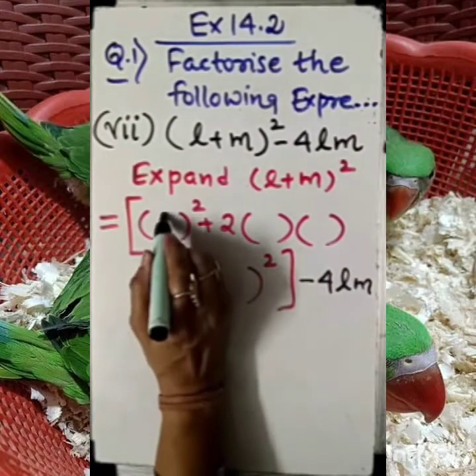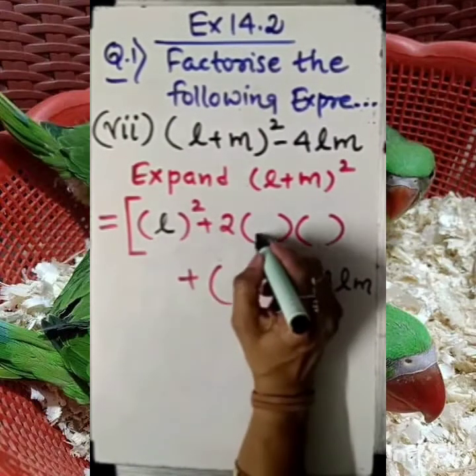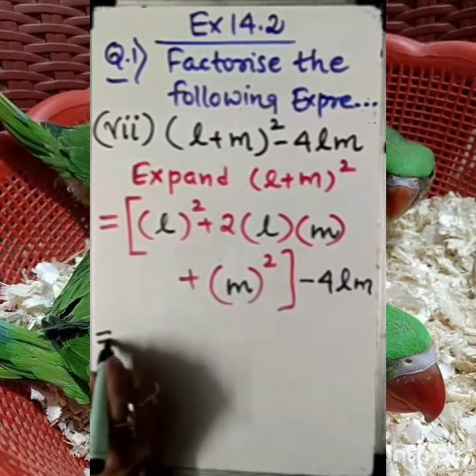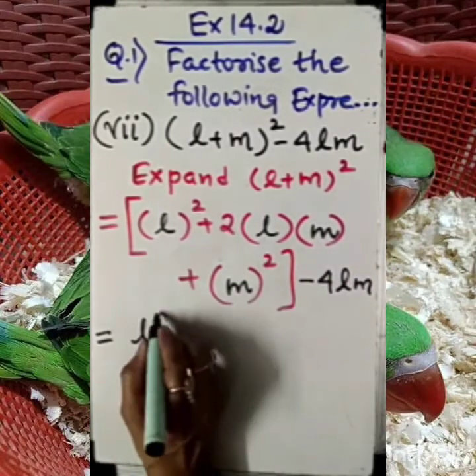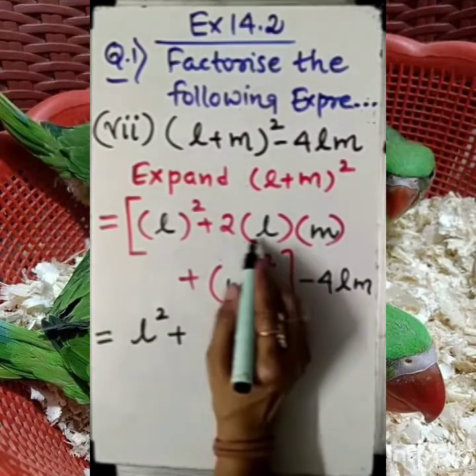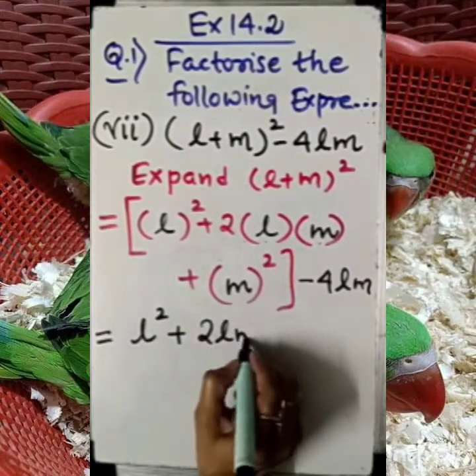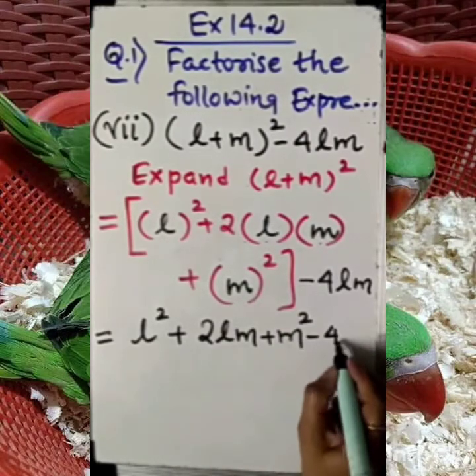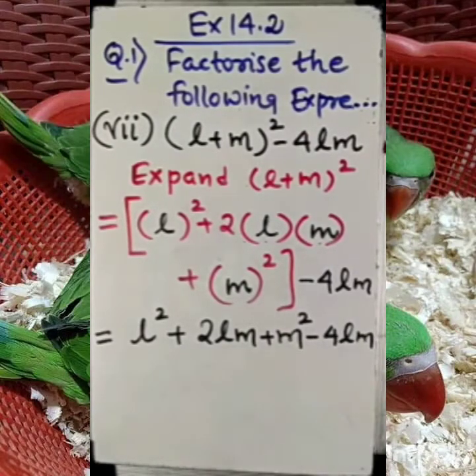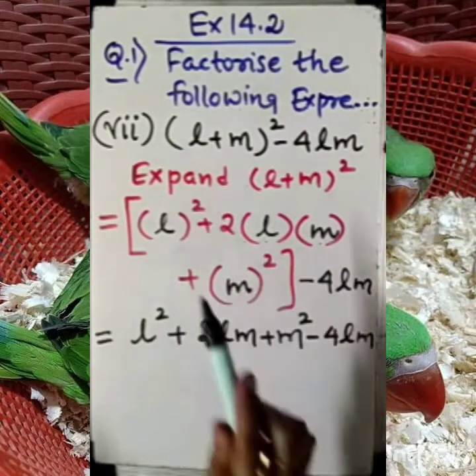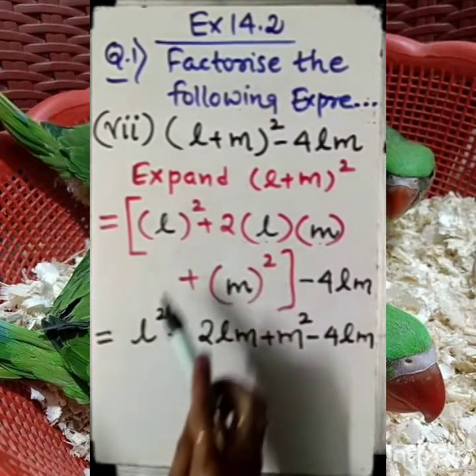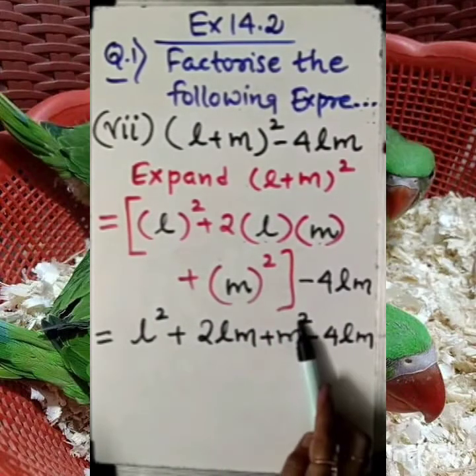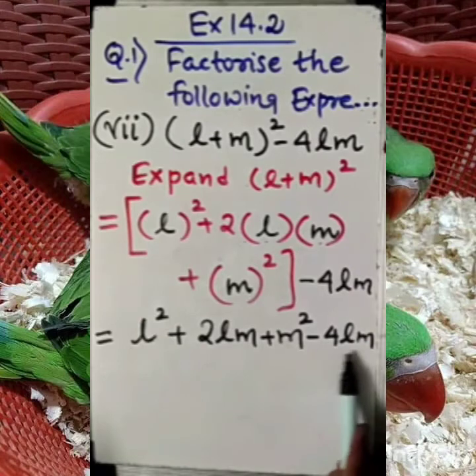So the first term is l, I am mentioning here l, and here b means m. So dear student, it will be l square plus 2lm plus m square minus 4lm. These three terms I am expanding here: l square plus 2lm plus m square, and this minus 4lm is the additional term, right?